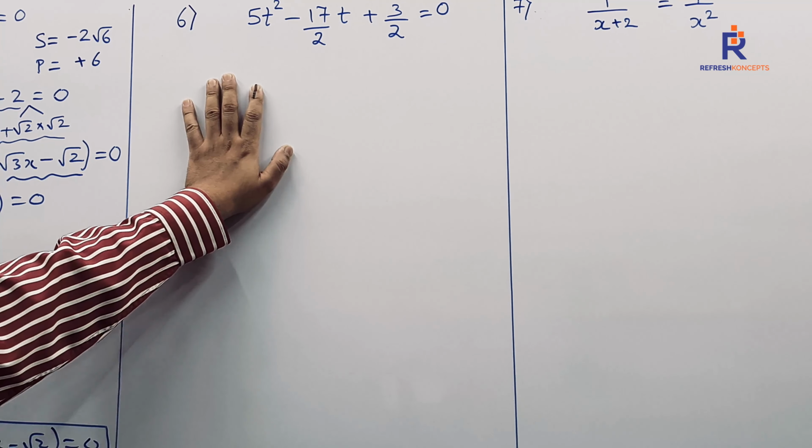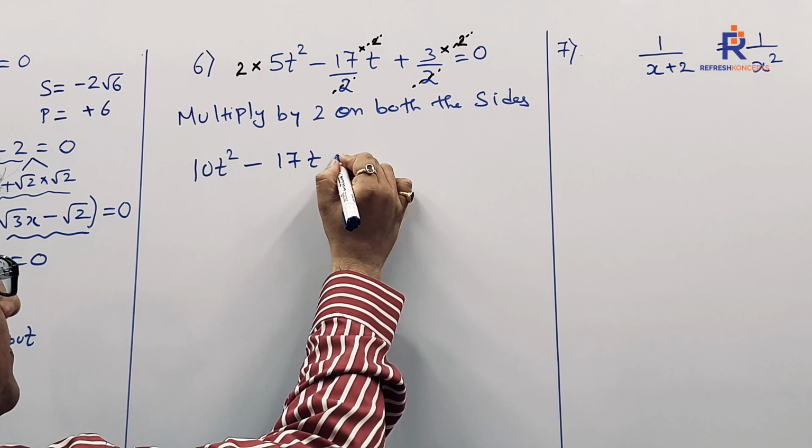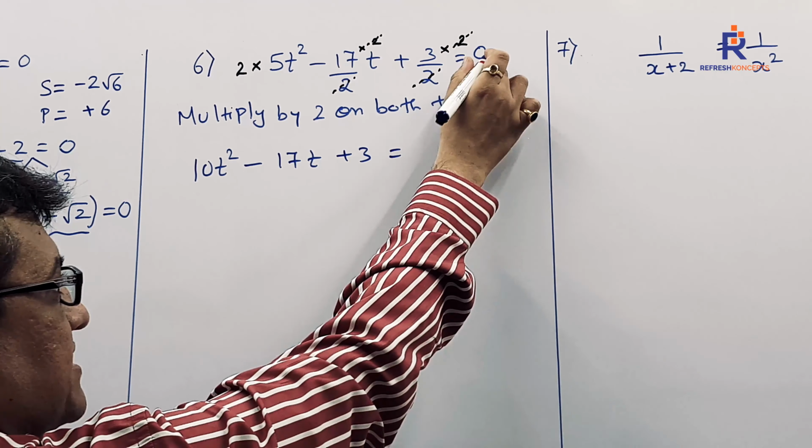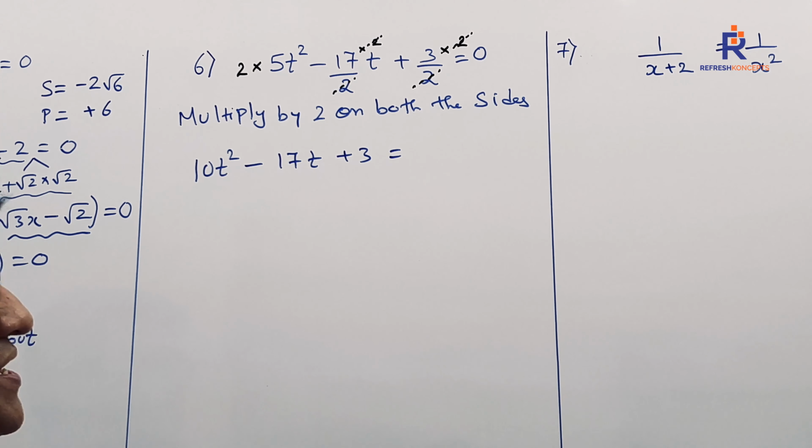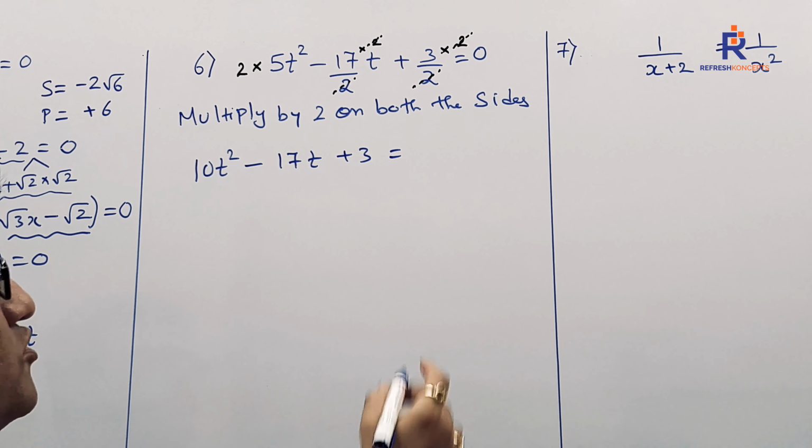Is it going to be 10t square? Indeed. Now when I multiply this by 2, don't you think this 2 will get cancelled with this 2? So I'm left with minus 17t. Likewise, when I multiply this also by 2, this 2 shall get cancelled with this 2, and I'm left with plus 3. 0 into anything, I'm going to multiply 2 over there also. 0 into anything is going to give me 0.